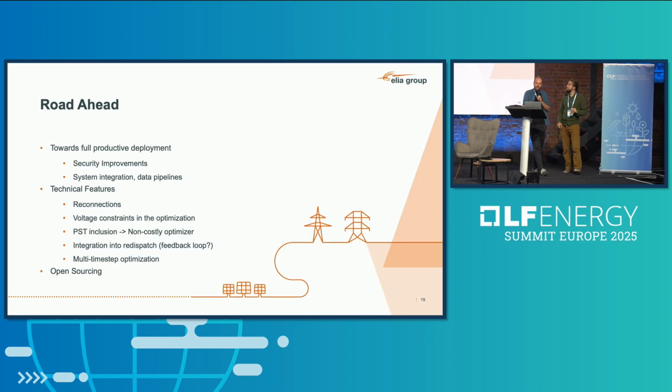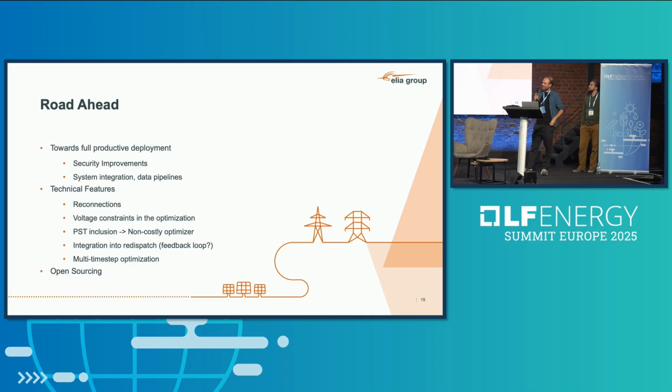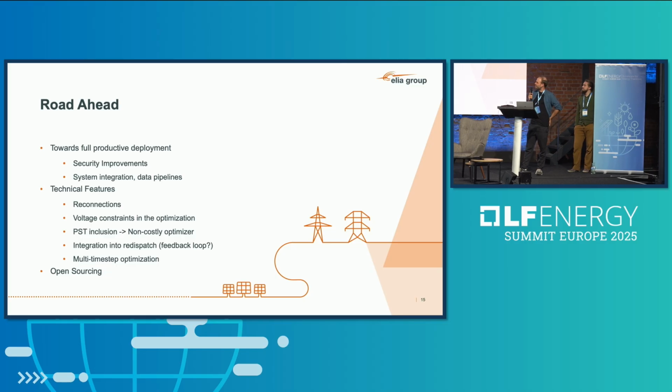Yeah, that brings us to the road ahead. So we still have to do a few steps until we are completely production ready. Some security assessments we still have to do, some more integration questions. How do we set up the data pipeline to get the European grid models directly into MCCS and into our optimization, stuff like that? So yeah, some stuff to figure out, but it's already working so far.